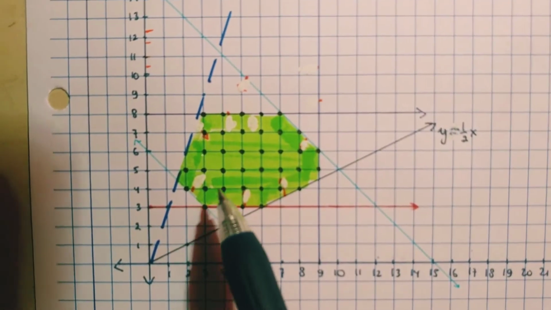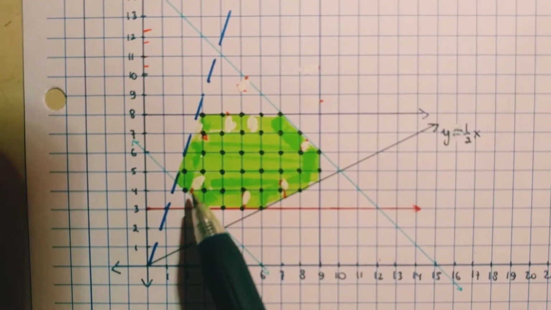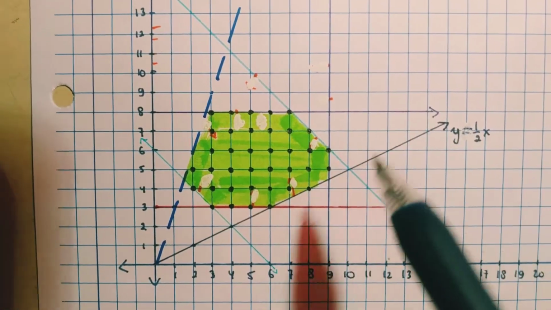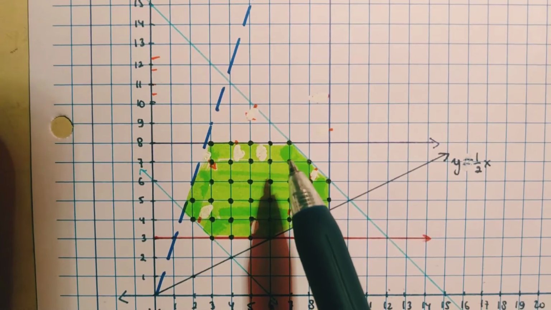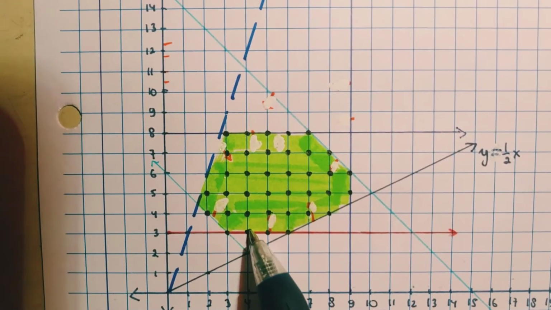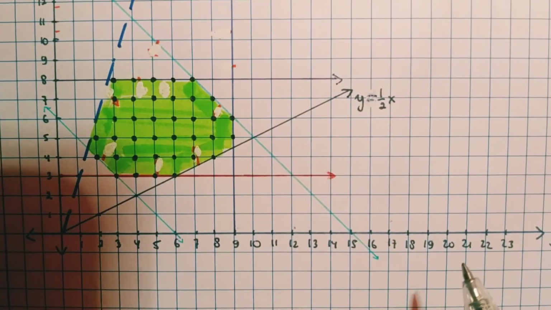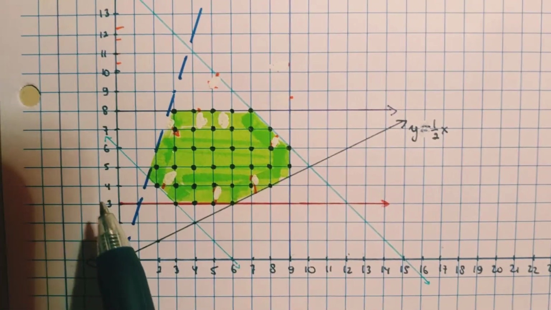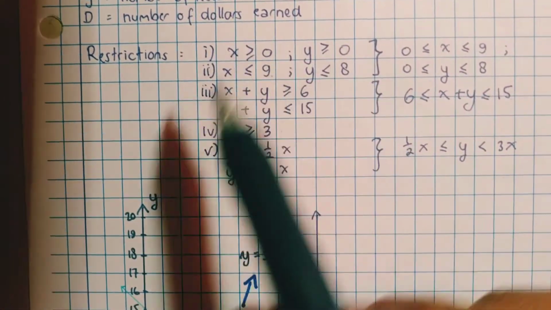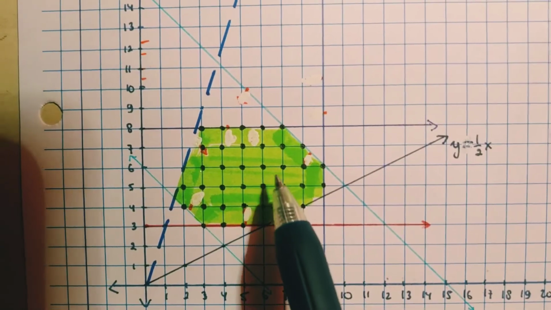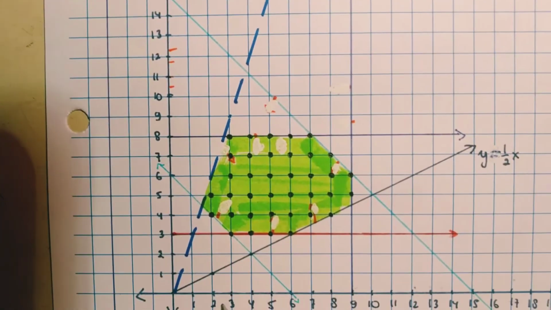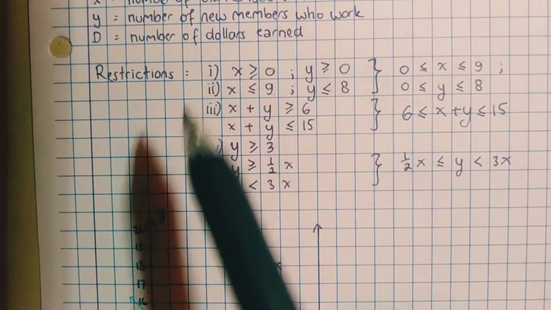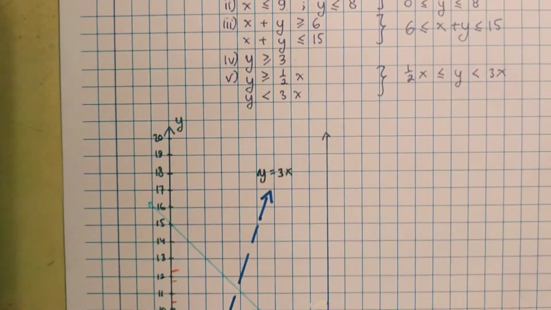It means there are total 1, 2, 3, 4... So 38 pairs of integers. For example, 4, 3. So 4 old members and 3 new members is acceptable, is satisfying this restriction. And there are 38 pairs that are acceptable since they are satisfying this restriction.